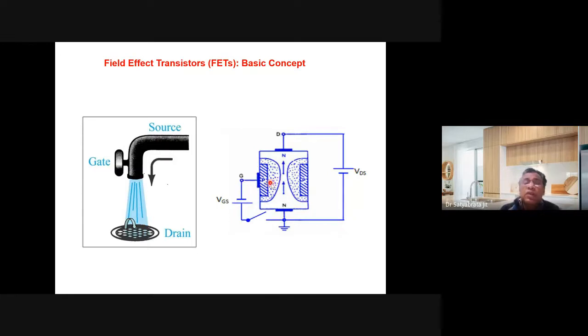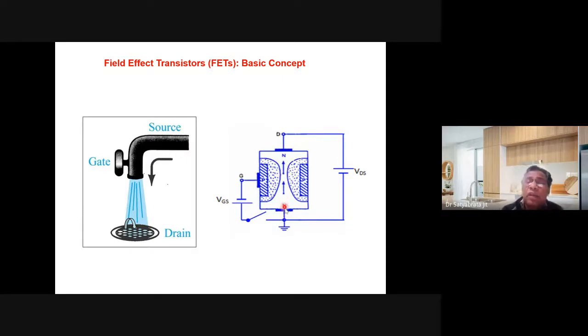Now if this p-n junction is reverse biased, then there will be a depletion region. The width of the depletion region will be increased by increasing the reverse bias voltage, right? So in that way, if both terminals are connected, or a single junction is connected, then by using the reverse bias voltage, this depletion region can be extended. And if this depletion region is extended, then the channel opening can be controlled.